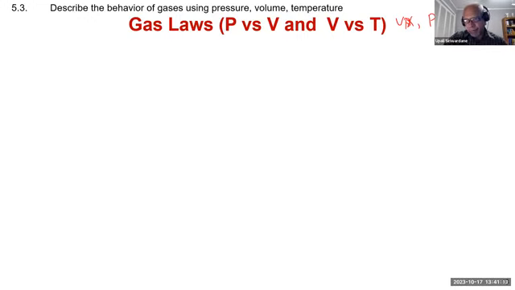Now remember, for gases, temperature is in Kelvin. You cannot use Celsius or Fahrenheit temperature for gas behavior. Gas laws use Kelvin temperature. How do you convert Celsius to Kelvin? You add 273 to the Celsius, then get the Kelvin.